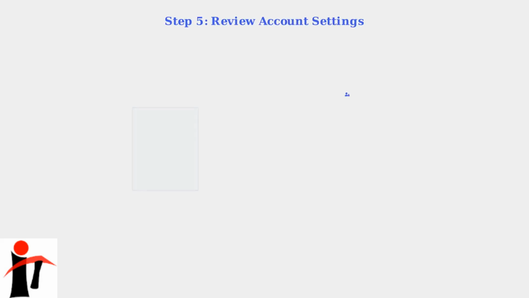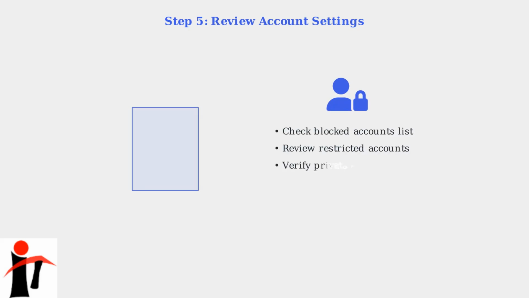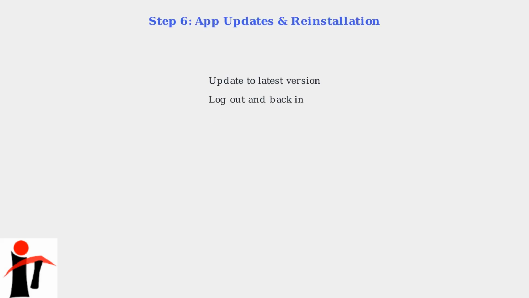Check your account settings for potential issues. Review your blocked accounts list and verify if missing replies are from private accounts you don't follow. Restricted accounts may not show their replies to you. Ensure your Threads app is updated to the latest version.